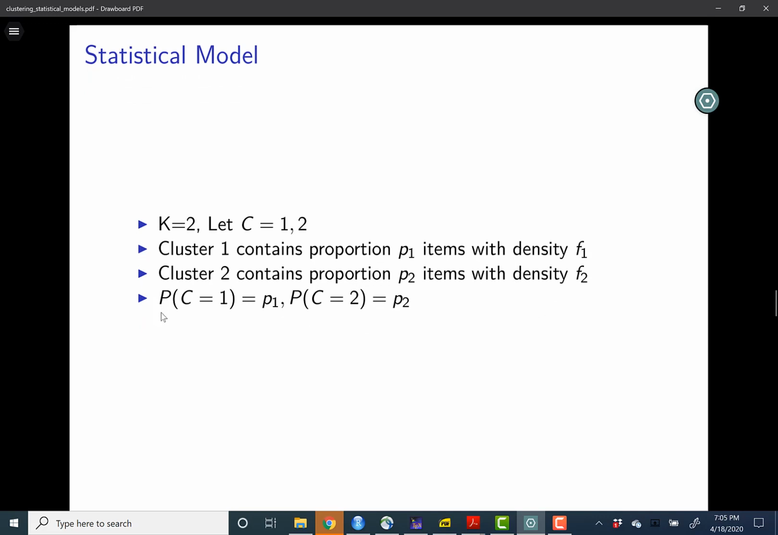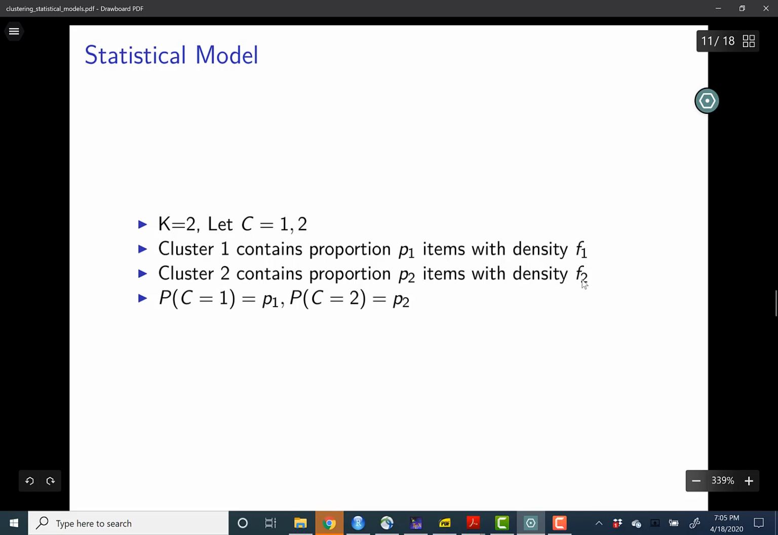So let's try to formalize our setup a little bit. I'm going to assume that I have two clusters, so k is equal to 2. This variable C indicates that C equal to 1 means I'm talking about cluster 1, and C equal to 2 means I'm dealing with cluster 2. Cluster 1 contains P1 proportion of items, and all of those items have this density F1. Cluster 2 contains P2 proportion of items, and all of them have this density F2.